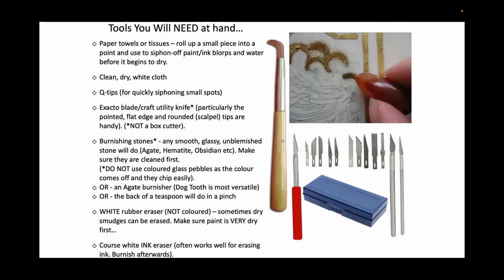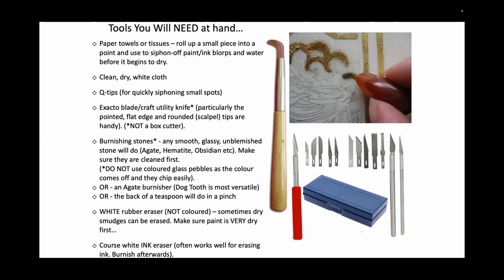All right. So fixing some errors includes keeping some things in your kit to fix errors with. These are the things that I have in my kit. I keep paper towels or tissues with me, and I often use them to siphon off a little paint splotch if I've dropped one. I will siphon it while it's still very wet, assuming that I've noticed it. I will use a little piece of rolled up paper towel, roll it into a point, and very carefully siphon as much of the paint off as I can.